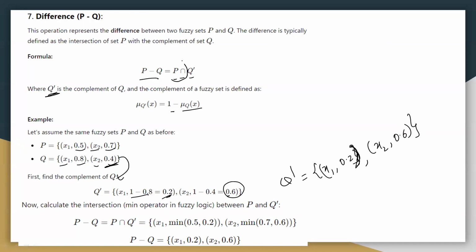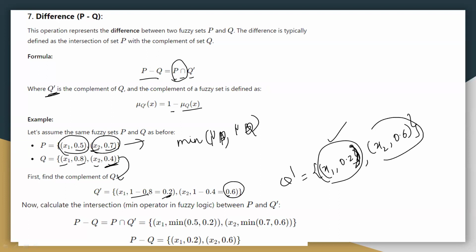Now, what is the next step? You have to find the intersection with P. So this is the P value. You can see what the intersection was: the minimum of the membership value in A and the membership value in B, so in our case, P and Q. Take the minimum of these. x1 is 0.5 here and 0.2 there, so the minimum is 0.2. For x2 we have 0.7 and 0.6, so the minimum is 0.6. Hence the answer: P minus Q will be x1 0.2 and x2 0.6.